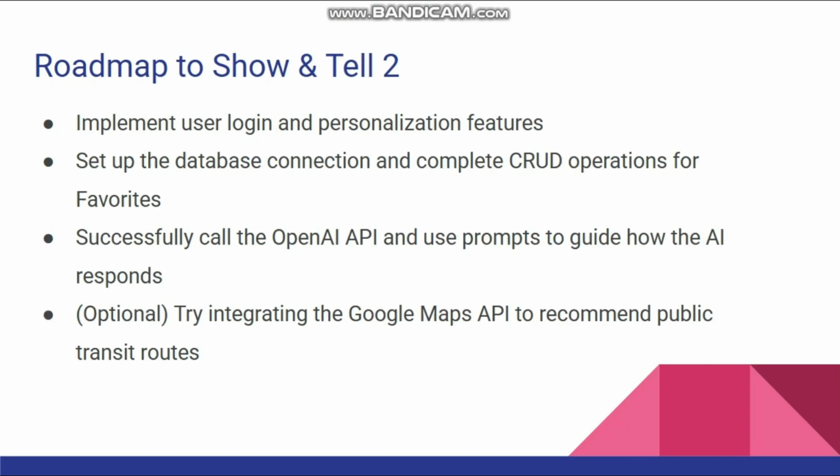So our plan for show and tell 2 is, first, we will implement user login and personalization features. And second, we will set up the database connection and complete CRUD operations for favorites. And third, we will call the OpenAI API and use prompts to guide how the AI responds. And last, which is optional, we may try integrating the Google Maps API to recommend the public transit route.